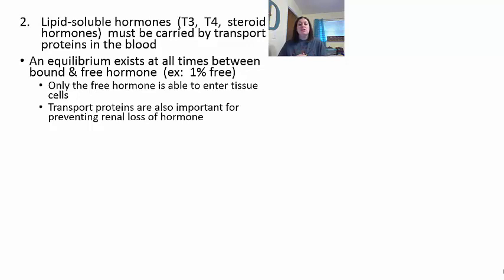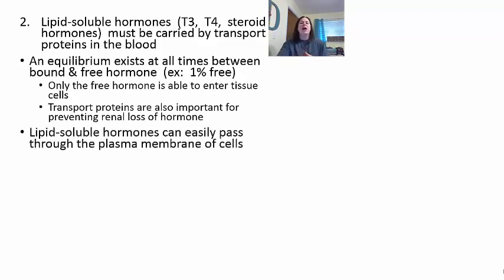Transport proteins are also important for preventing renal loss of the hormone, because a lot of times they would get lost in the urine. These transport proteins help hold on to them so that they don't get lost in the urine and we don't have a lack of those hormones. Lipid-soluble hormones can easily pass through the plasma membrane though.